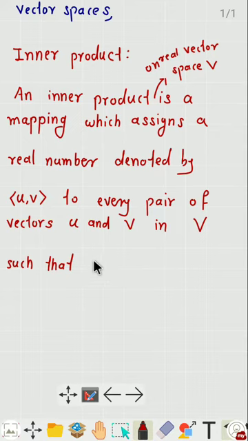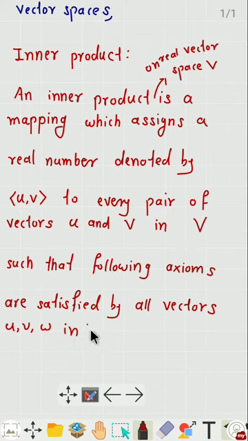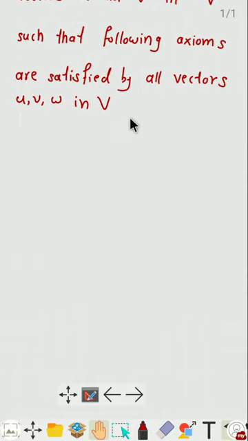Okay, such that the following axioms are satisfied by all vectors u, v, w in V. And what are these properties? So let us write these properties one by one.